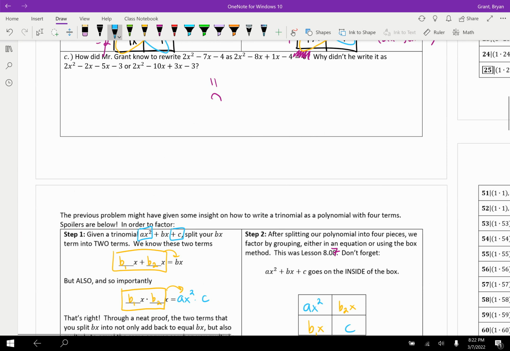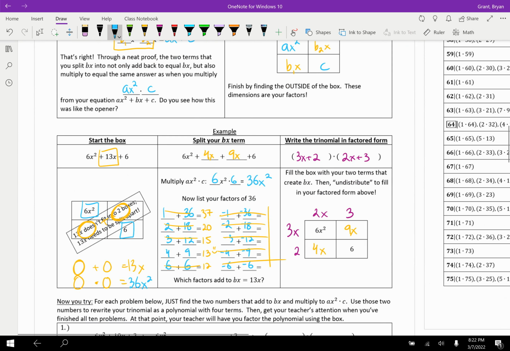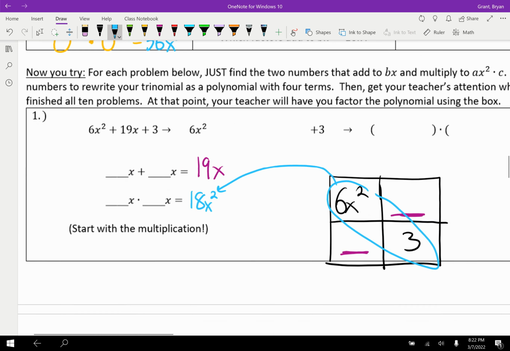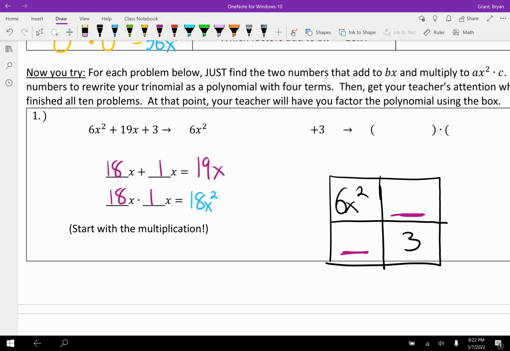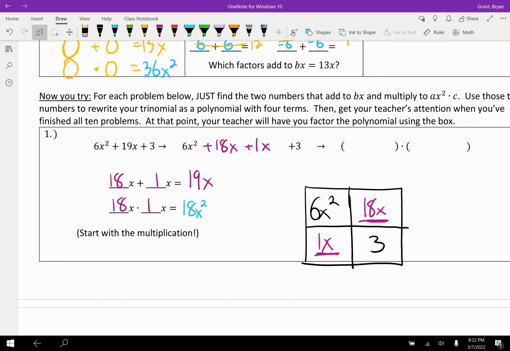We are talking about 1 here. So we're going down here. I believe that this is going to be 18x and 1x. 18 plus 1 is 19. 18 times 1 is 18. And so I have now found the inside. We have found that 19x will be split up into 18x and 1x. I'm not even going to find the outsides. In fact, I don't want you to find the outsides yet. I just want you to find the full inside of the box.